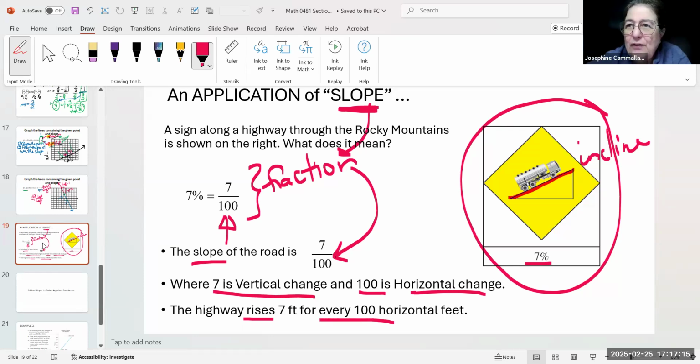So as they're driving along this road, we are going up an incline at 7 feet for every 100 feet those tires turn. That's what this sign is saying. That is what this slope means.